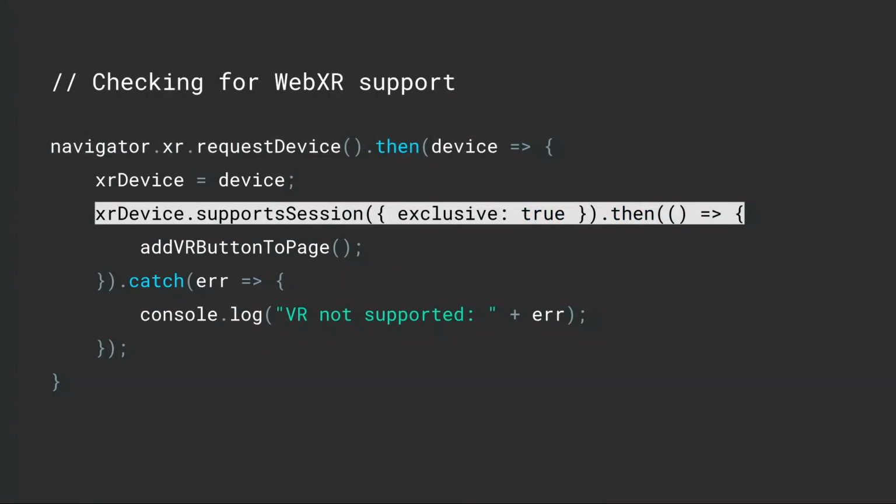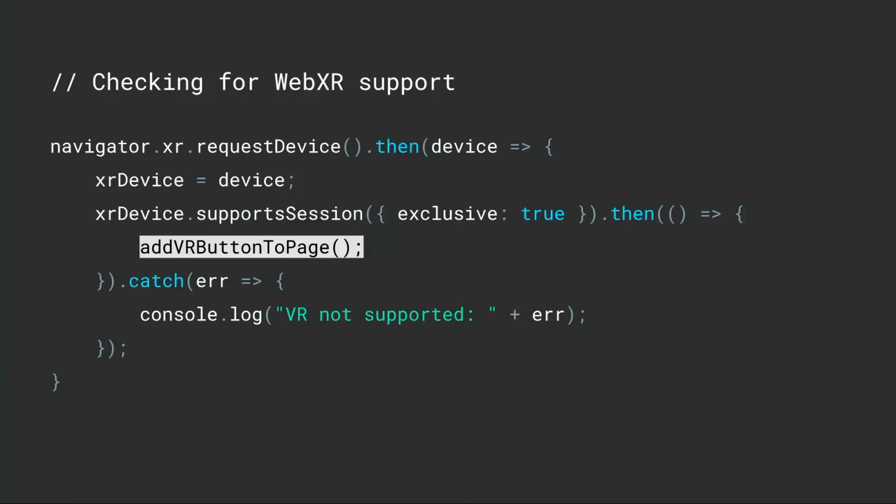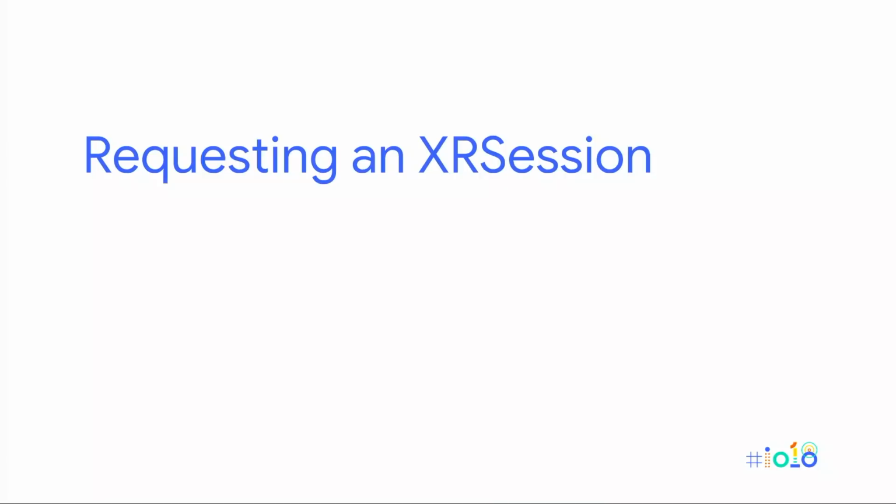Next, we check to see if the device supports the mode that we want to use. In this case, because we want VR content to display on a headset, we ask if it supports exclusive access by the page. If it does, we add a button to our page to advertise the XR feature. And when the user clicks on that button, we'll request what's called an XR session.